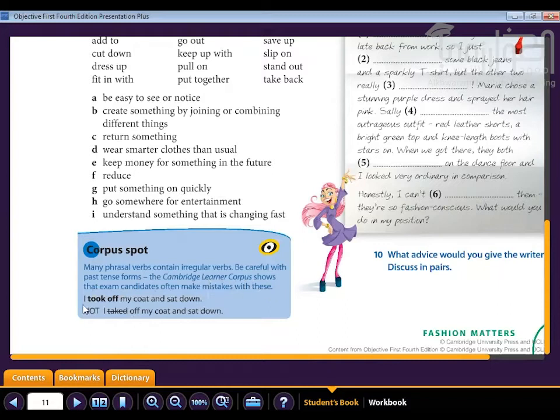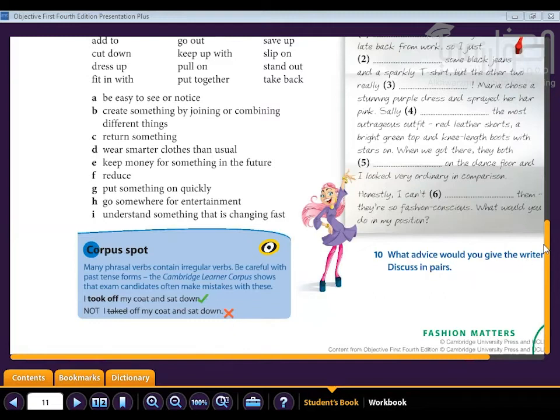Okay, so an example here is: I took off my coat and sat down. It's not "I taked" because the past of take is took. So you must know your irregular verbs if you are to form correct phrasal verbs. So I took off my coat and sat down, not "I take off my coat and sat down." The first one is correct, whereas the second is not.